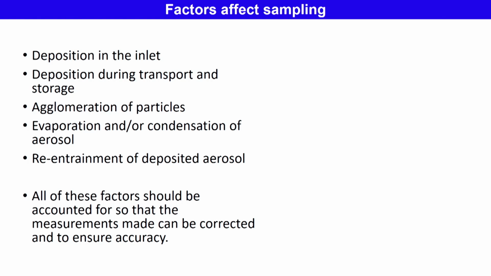So for example, for deposition in the inlet, what do you have to do? You have to clean the inlet. You have to keep on cleaning the inlet. Once you bring the sampler, you cannot just use it for its whole life, say 10 years. You have to clean it, especially the nozzle ones. Otherwise, if there is deposition in the nozzle, that can also affect the sampling.